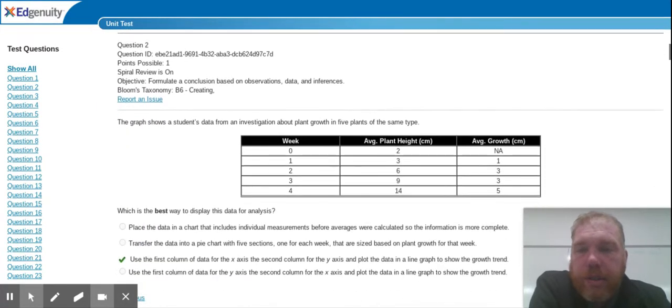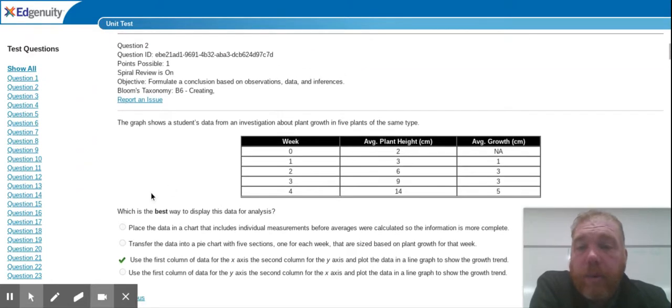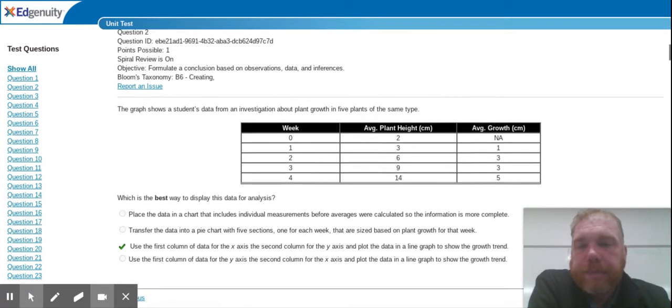In question two, it's asking what is the best way to display data for analysis. And it's wanting you to understand that to make this into a graph, you're going to use the x-axis for the first column, and then you're going to use the second column for plant height. So it's more about understanding how to make a graph from a data table.